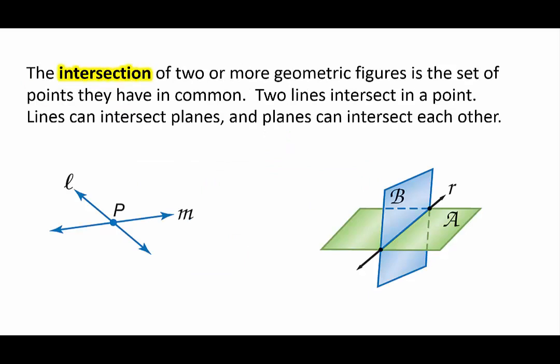Lastly, the intersection of two or more geometric figures is the set of points they have in common. For instance, on the figure on the left, two lines intersect at a point. Line L and line M intersect at point P. In the figure on the right, we've got line R that intersects both plane B and plane A. At the same time, planes A and B intersect at line R.